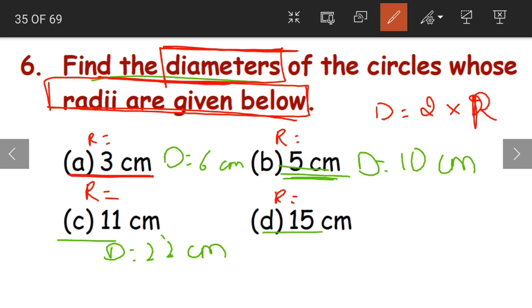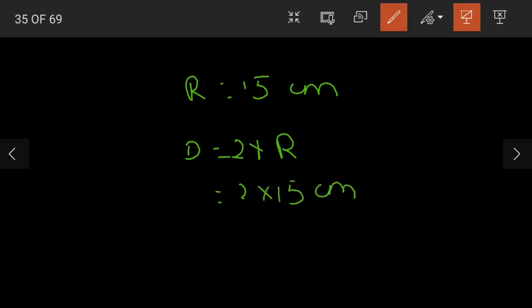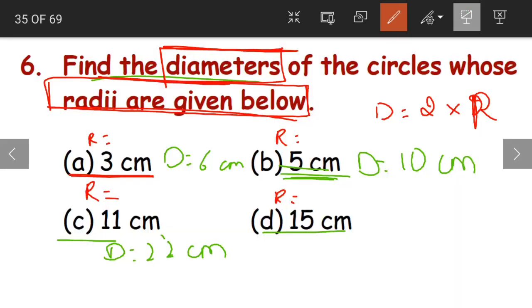And lastly we have radius is equal to 15 centimeters. Then the diameter becomes 2 into radius, 2 into 15 centimeters, that is equal to 30 centimeters. So the diameter of the given circle is 30 centimeters. I hope this is clear, children.